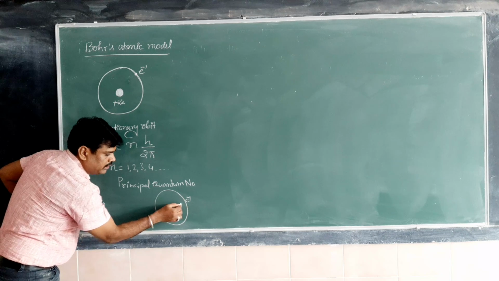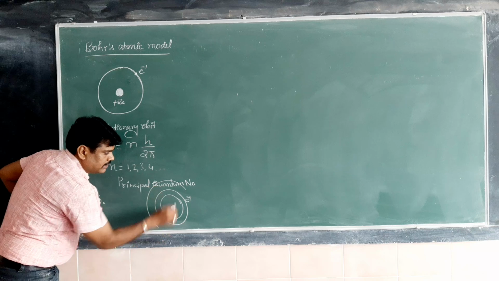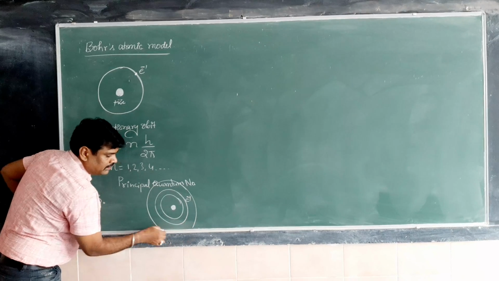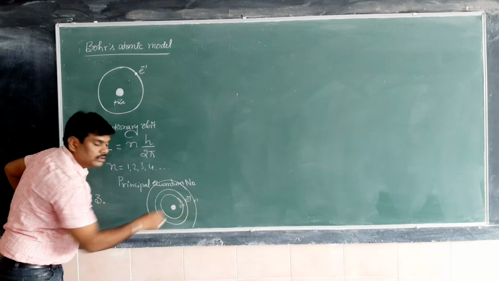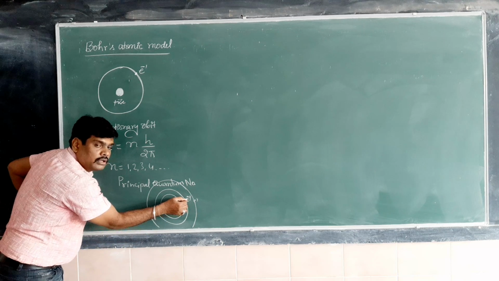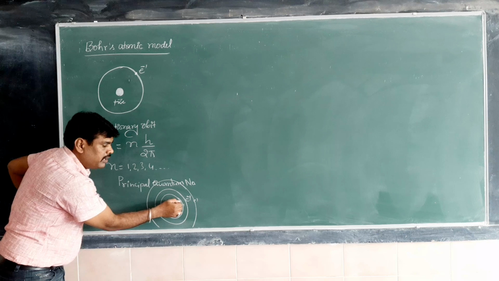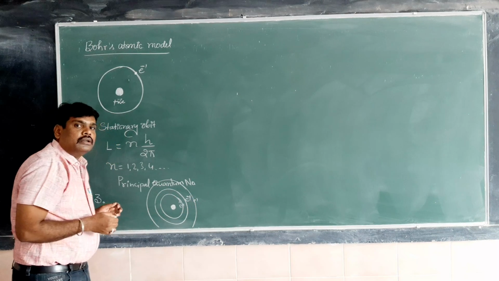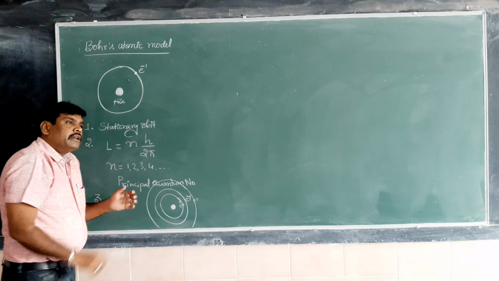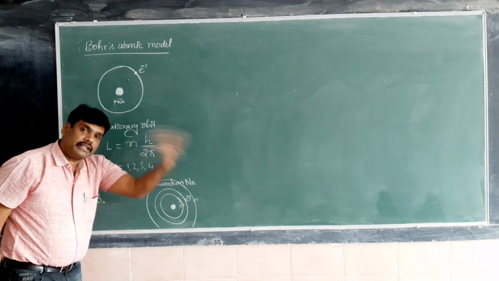This is one orbit, this is another orbit. Like that, different electrons have different paths. These paths are called stationary paths. If an electron jumps from one orbit to another, whether towards higher energy or towards lower energy, then if it jumps from a higher energy level to a lower energy level, it can emit radiation.